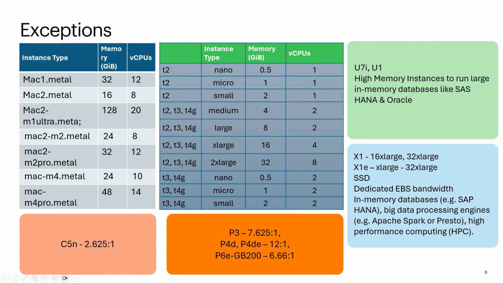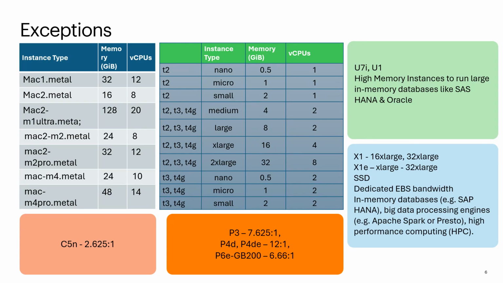While the naming convention and the memory to vCPU ratio rules we discussed are great starting points, there are several key exceptions and specialized instance types you need to know about. Starting with the Mac instances, these are unique because they use Apple hardware and are presented as bare metal. Notice the non-standard vCPU and memory configurations. For instance, the mac1.metal and the new mac2-m2pro.metal give you 32 GB of memory and 12 vCPUs. This doesn't conform to the simple 4 to 1 memory ratio seen in other general purpose families.